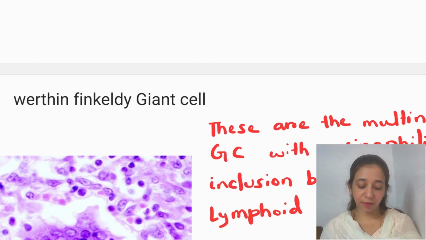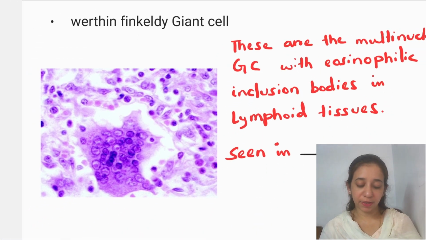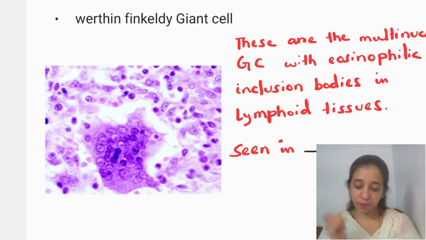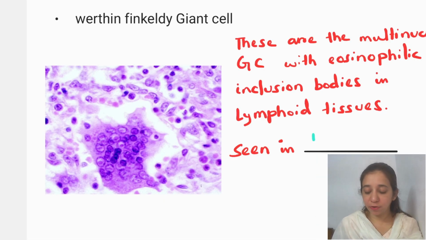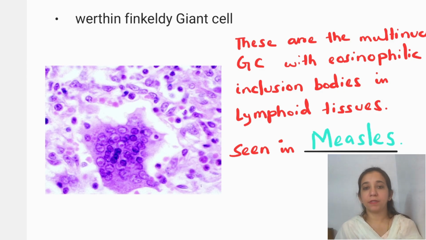Now the next one is the Warthin-Finkeldey giant cell. These are the multinucleated giant cells with eosinophilic inclusion bodies in lymphoid tissues, which are seen in case of measles. In case of measles infection, we can see Warthin-Finkeldey giant cells in lymphoid tissues.